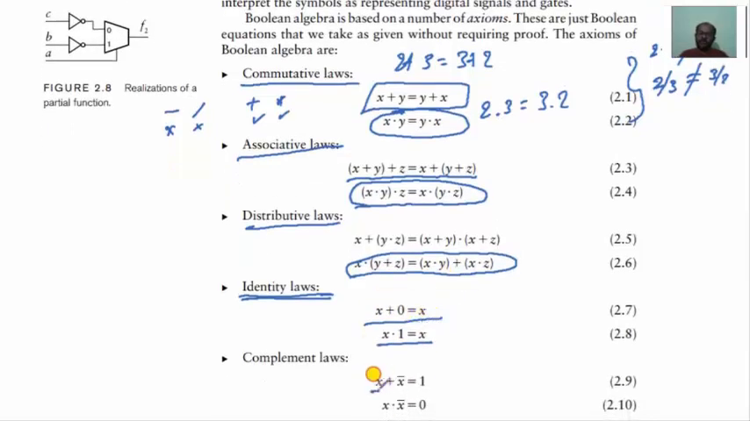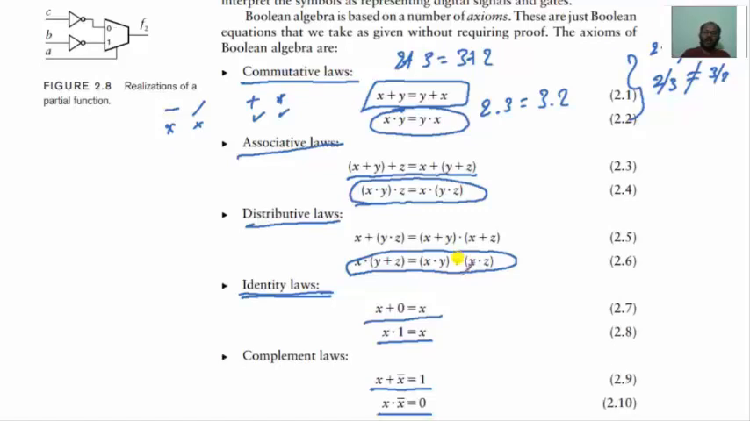Complement law: x plus x bar equals 1, x into x bar equals 0. Suppose x equals 0, then 0 into 1 is 0, and 0 plus 1 is 1. So this is what you mean by complement law.